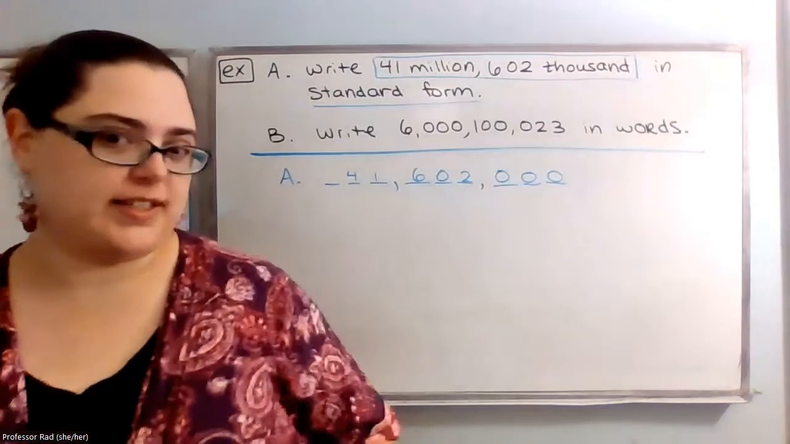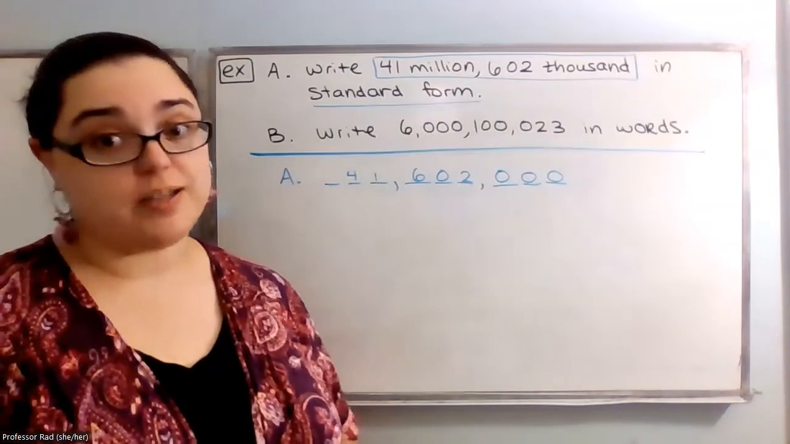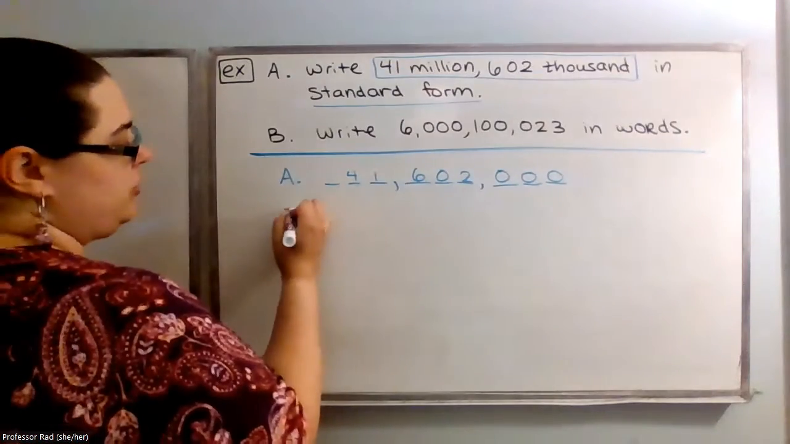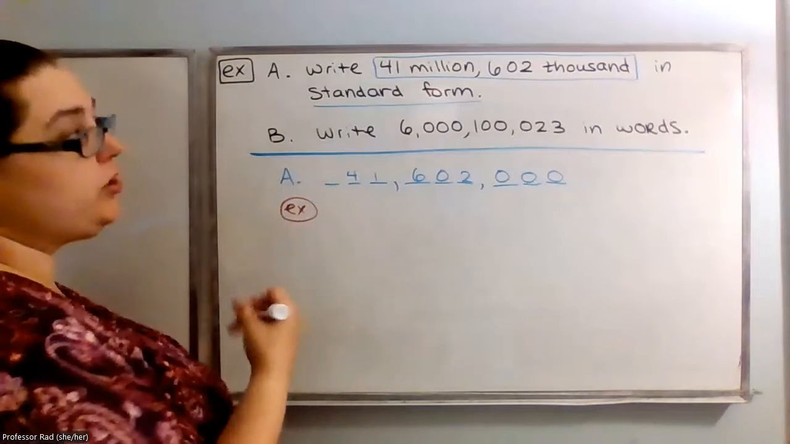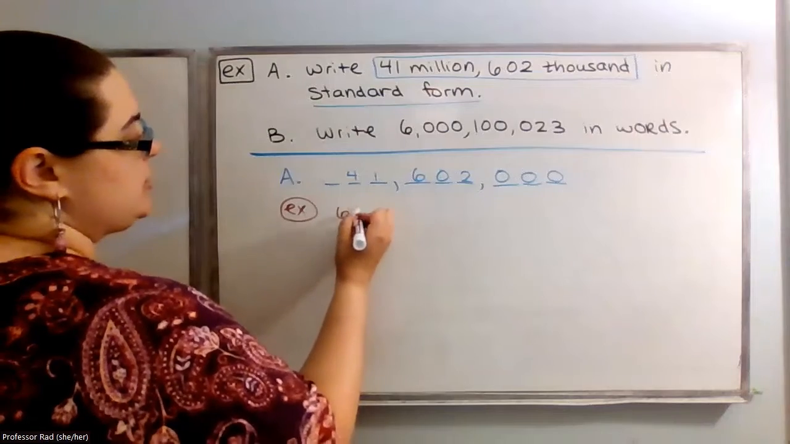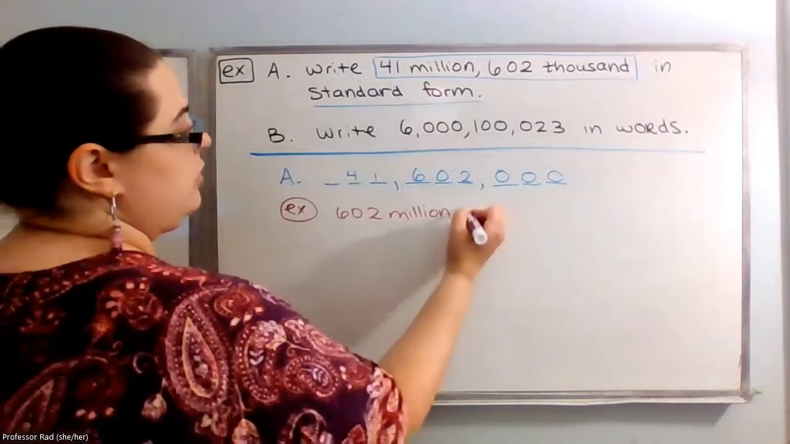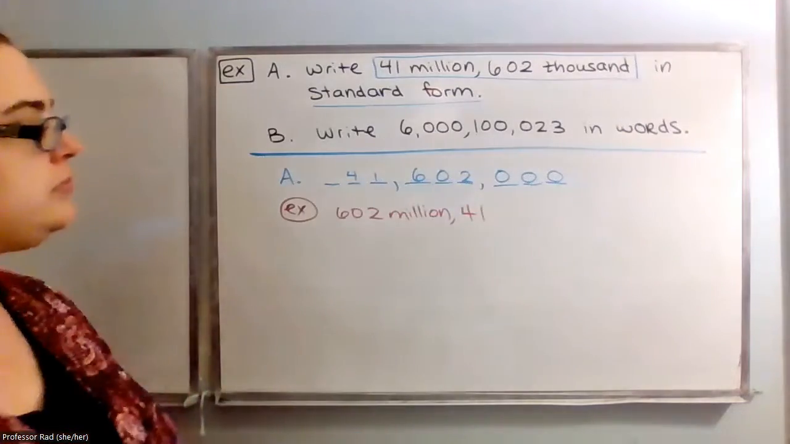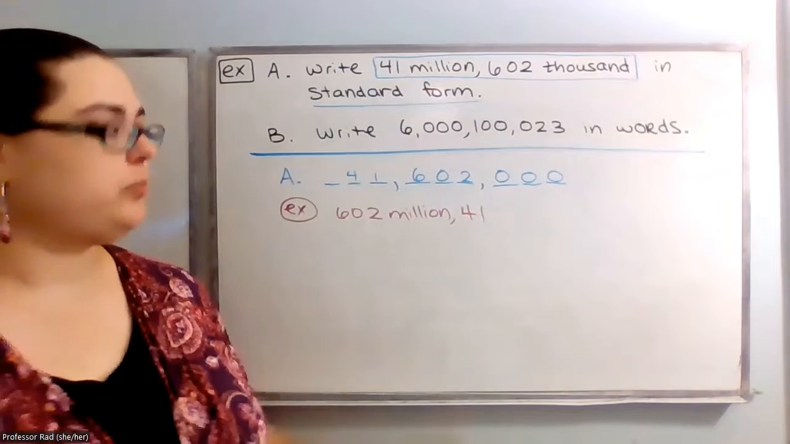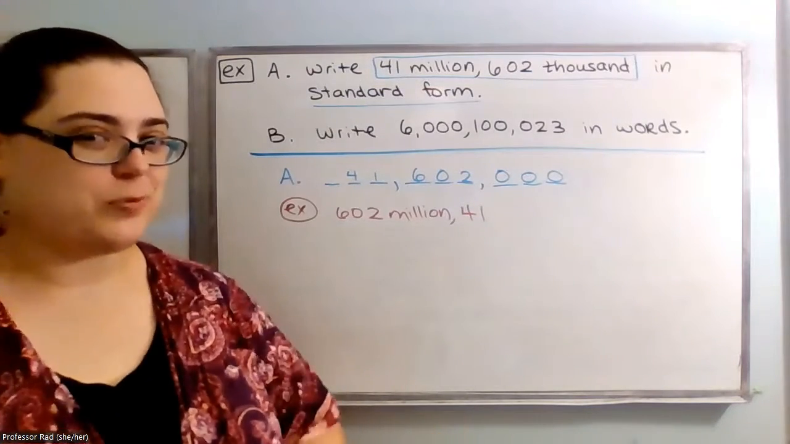Now, before we move on to example B, let's look at a slight variation on example A, just so we have another example kind of similar to it. So kind of a follow-up example, this would be one you could try on your own. Let's say we had 602,041. So think about how you might write that number out. And you can pause the video here if you wish to figure it out. And then you can unpause and we'll work through it.